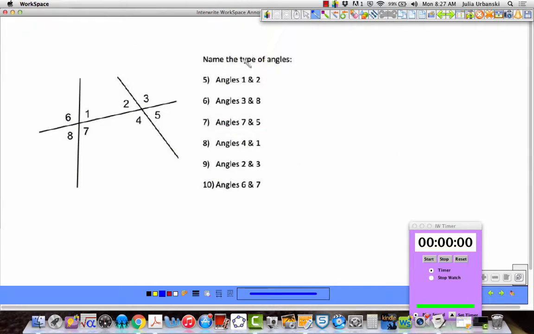Going backwards, name the type of angles this time. Okay, so let's look at angle 1 and angle 2. Are they alternate or same side? Same side. Are they interior or are they corresponding? Same side interior. I abbreviate mine as SS interior.